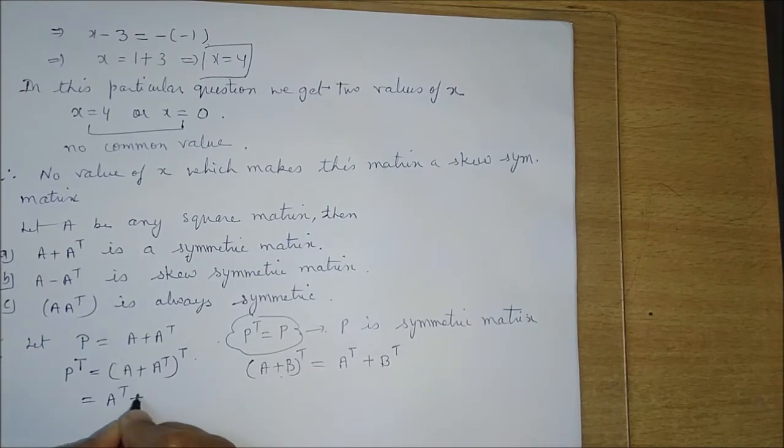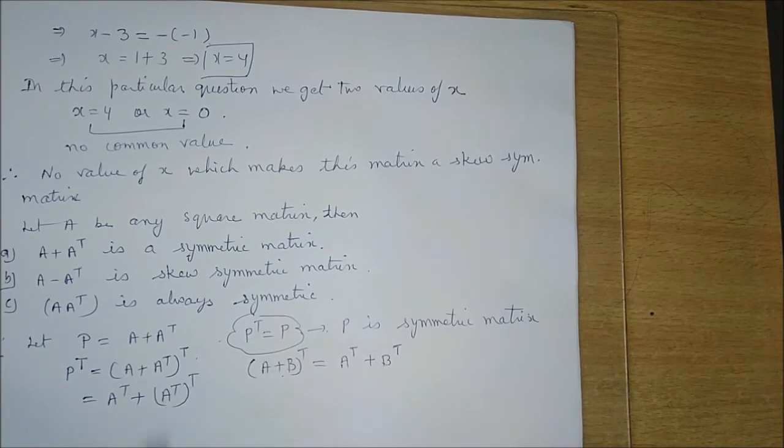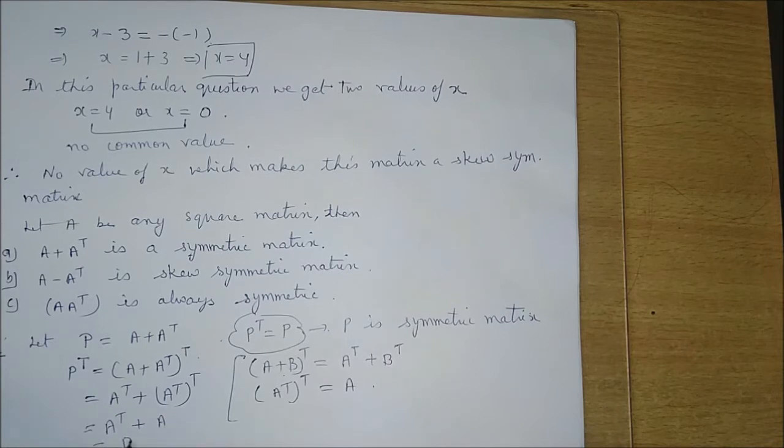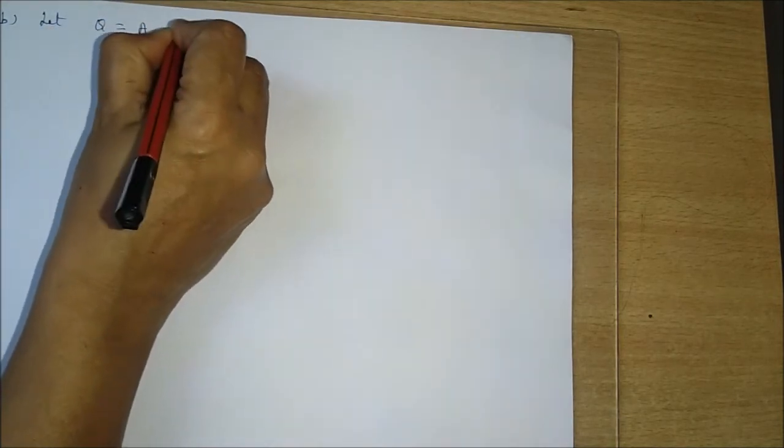So A transpose plus transpose of A transpose. Again, A transpose transpose is equal to A only. Therefore A transpose plus A, that is equal to P, which implies that A plus A transpose is a symmetric matrix. Second part, B part of this theorem. Now let Q equal to A minus A transpose. Now we want to prove that Q is a skew symmetric matrix.